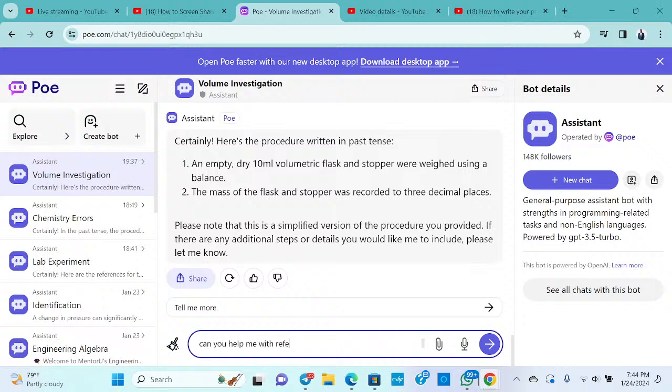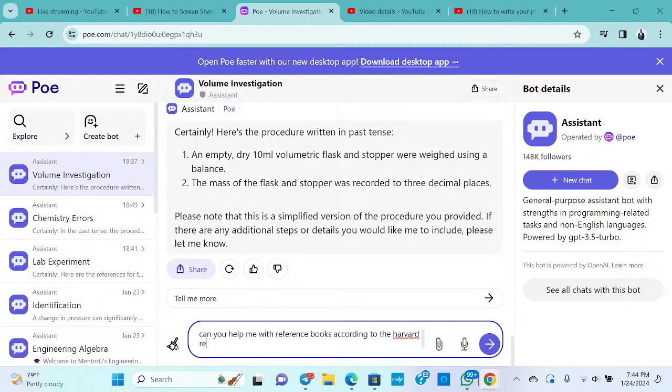with reference books according to the Harvard referencing style on the lab experiments. You type the topic. Example is volume conserved.